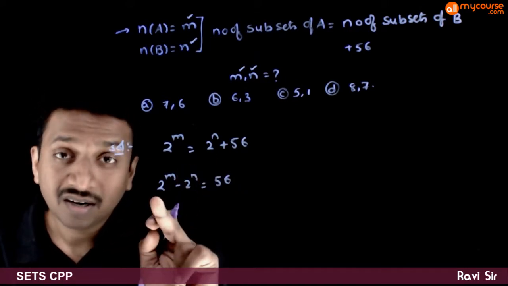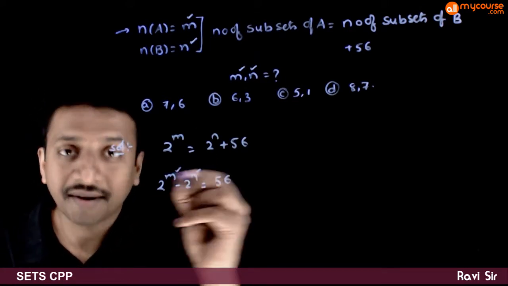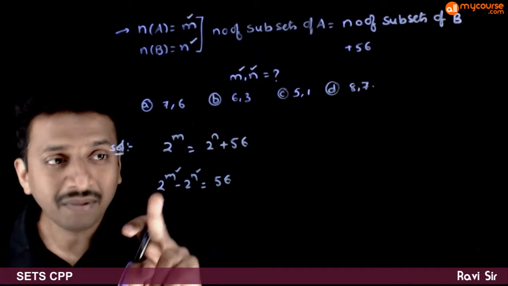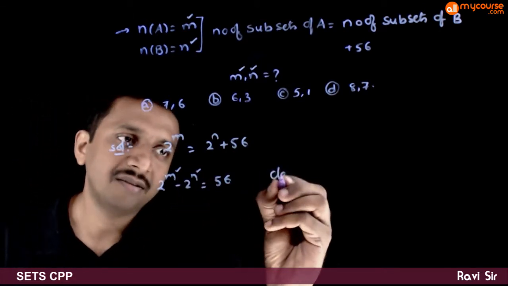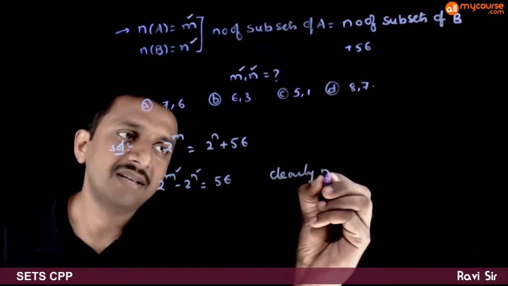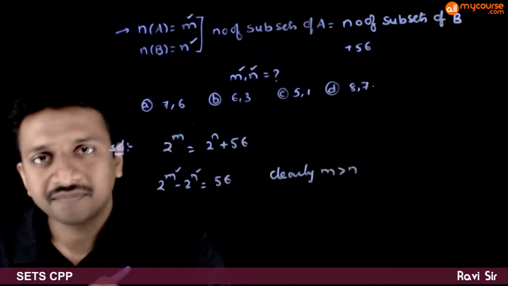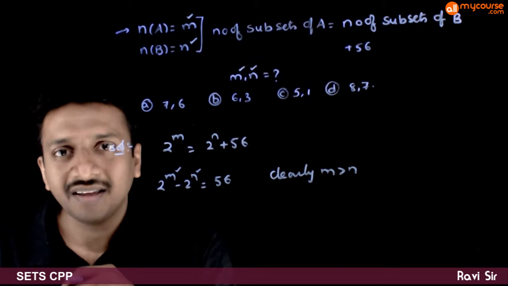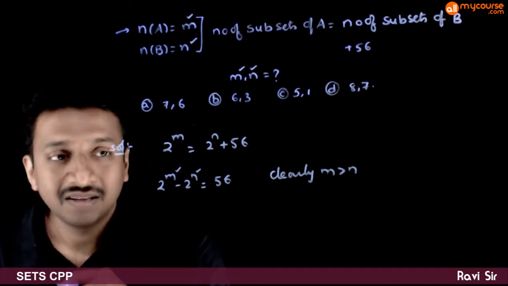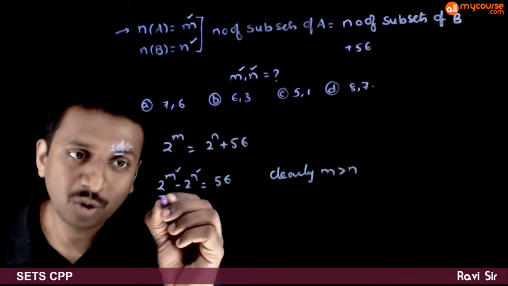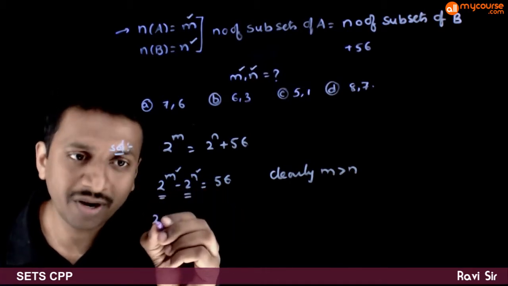Obviously, m has to be more than n, right? Because 2 power m minus 2 power n is a positive number. So clearly, m is greater than n. Now, as you can see, 2 power n can be taken as common.